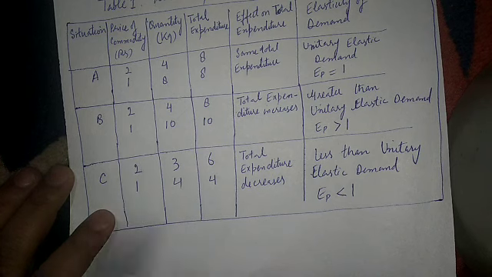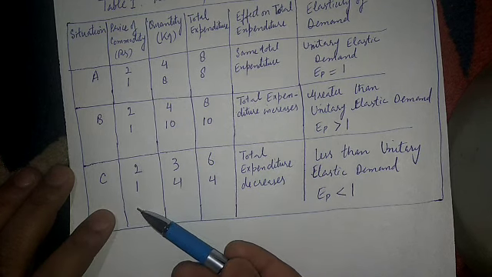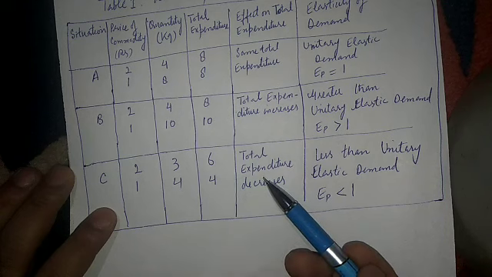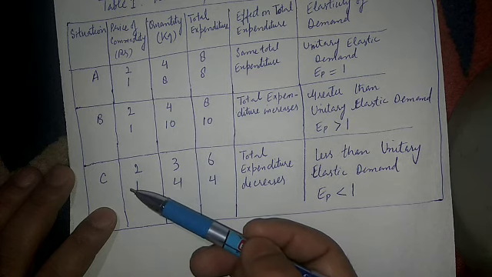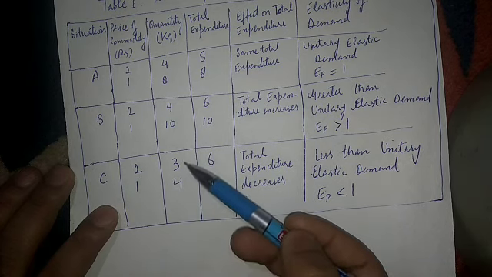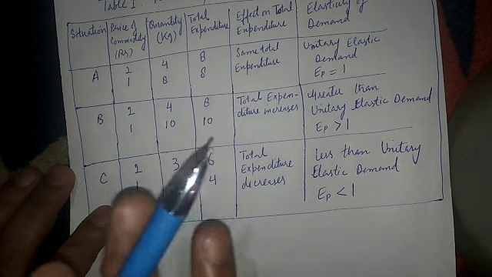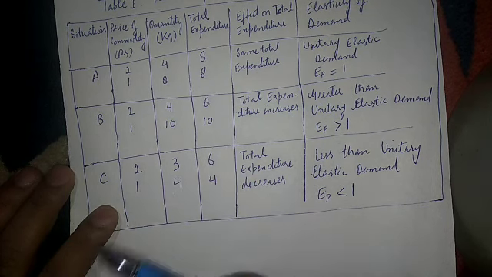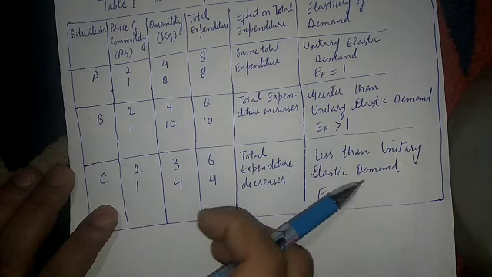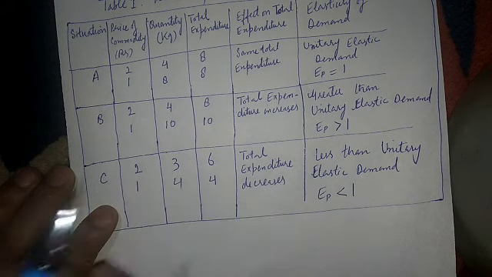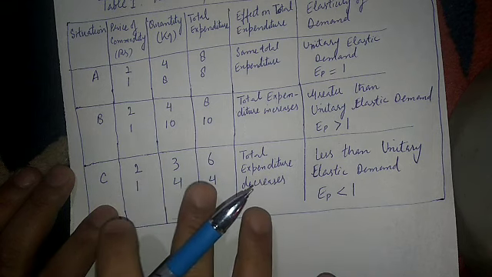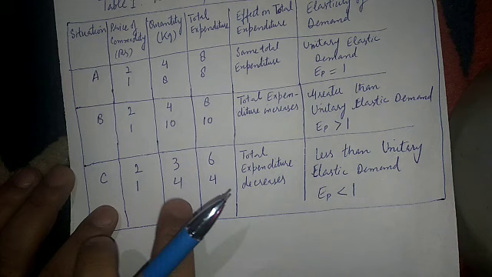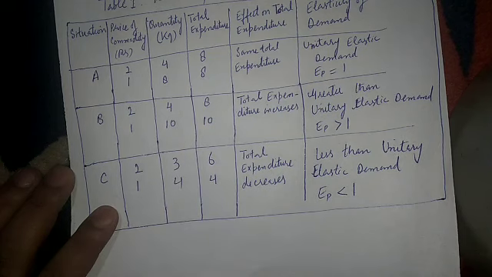And you know, if with the fall in the price of the commodity the total expenditure decreases, and with the rise in its price the total expenditure increases, then the demand for that commodity is less than unitary elastic. In this case, the total expenditure goes in the same direction as the price does. So I will show you this with the help of a diagram.